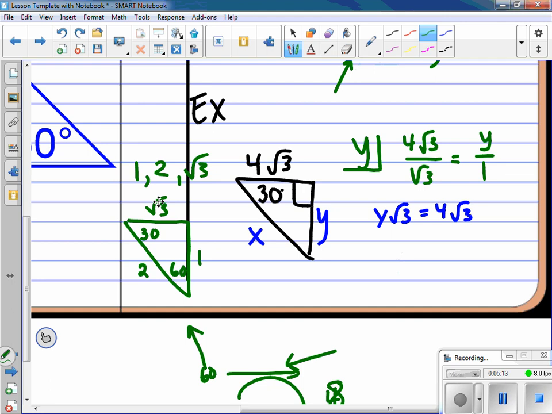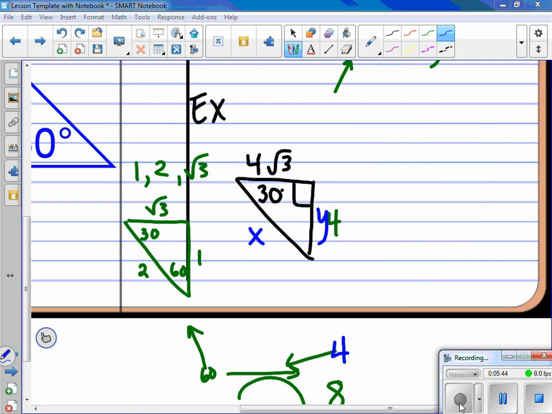I need to get that y by itself. So I'm going to divide both sides by square root of 3. And that, of course, cancels out that square root of 3 in this case, and it cancels it out over here. That leaves me with y equals 4. Okay? So now I know y is equal to 4. Now let's do x.